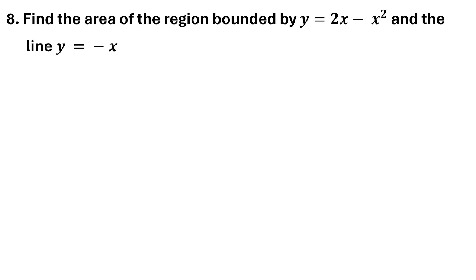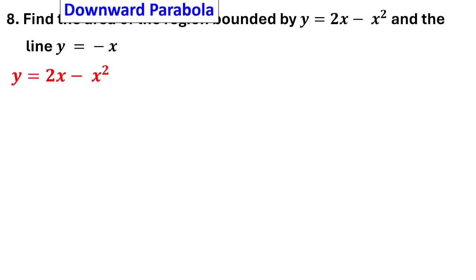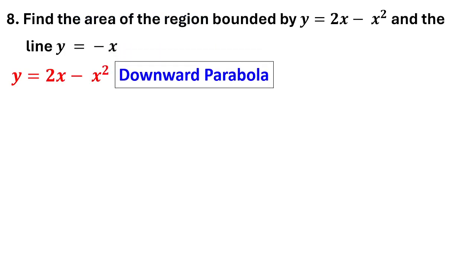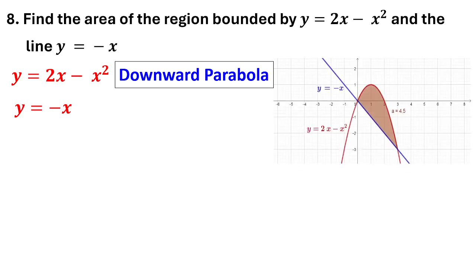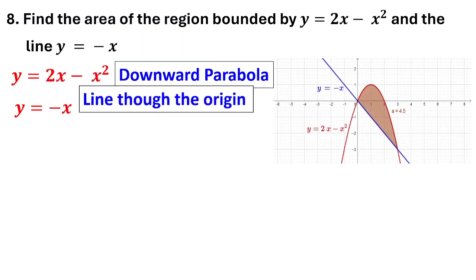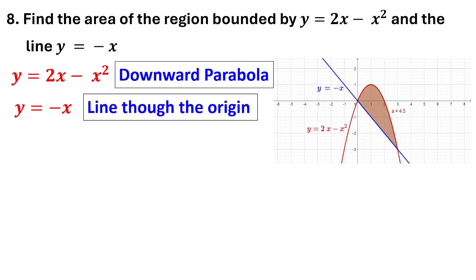Question number 8. Find the area of the region bounded by the curve and the line. There are two equations given: y is equal to 2x minus x square and the line. Let us see what they are. Now, this is a downward parabola, and y is equal to minus x is a straight line. Therefore, this is a line through the origin. I am showing you the graph of it.